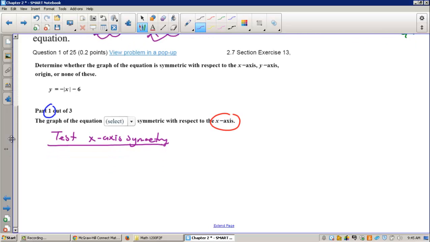You replace it with the negative x. No, negative y. It's always the opposite. Oh, we replace y by negative y.